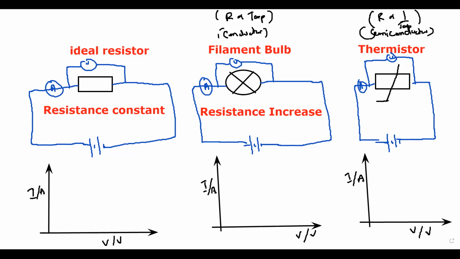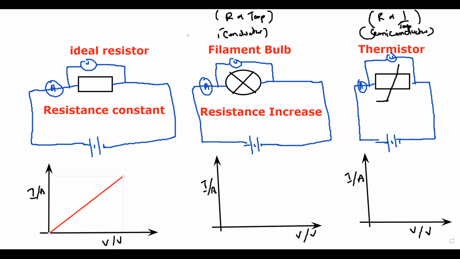Now, according to Ohm's law, when we increase the voltage, the current will also increase. That is Ohm's law. So for an ideal resistor, for which the resistance remains constant, resistance does not change, when we increase the voltage, the current will also increase and it will always be a straight line. This is for ideal resistor.